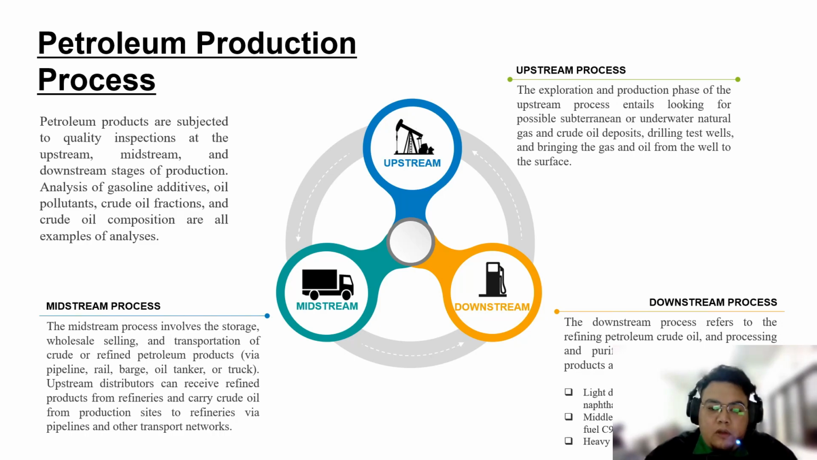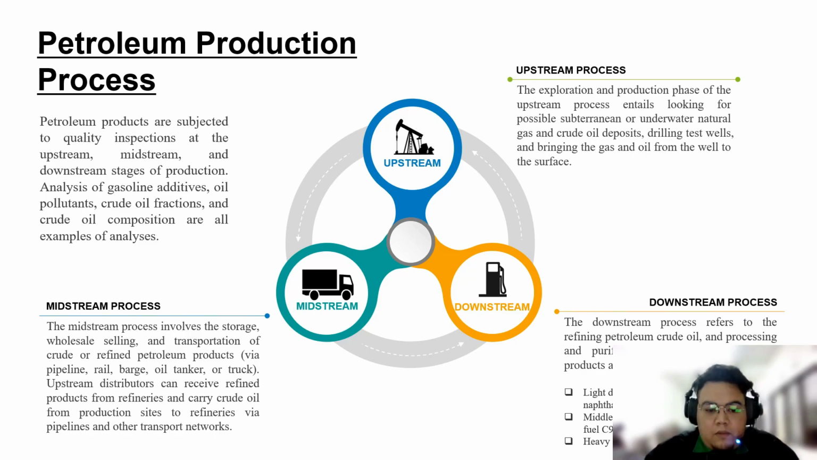So we go first into the upstream process. What is the upstream process? The upstream process is the exploration and production phase. It entails looking for possible subterranean or underwater natural gas and crude oil deposits, drilling test wells and bringing the gas and oil from the well to the surface. After the upstream process, we go to another process, which is the midstream process.